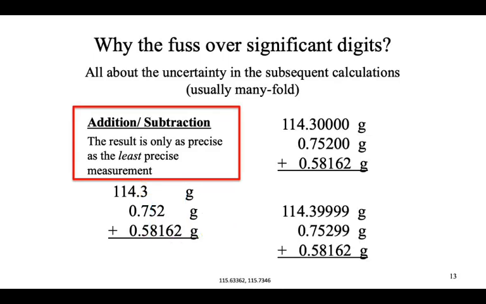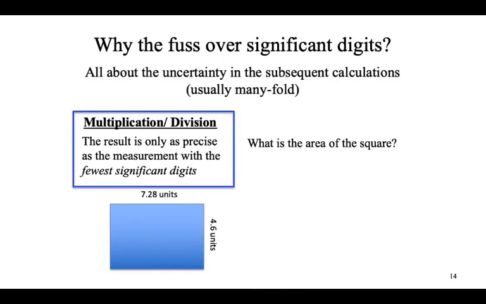So what happens when we move to multiplication and division? What is the area of that square? How would I calculate it? Length times width, 7.28 times 4.6. Okay? And we get 33.488. Okay, unit squared. Don't worry about the units right now. Right? Okay? If you tell me that that's your correct answer, you're wrong. What did you not take into consideration?